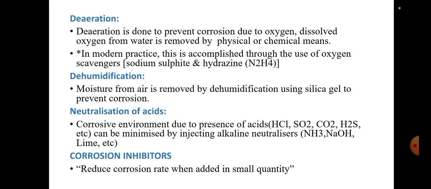De-aeration. The de-aeration is done to prevent corrosion due to oxygen. Dissolved oxygen from water is removed by physical or chemical means. Dehumidification. Moisture from air is removed by dehumidification using silica gel to prevent corrosion. Neutralization of acids. Corrosive environment due to presence of acids can be minimized by injecting alkaline neutralizers. Corrosion inhibitors reduce corrosion rate when added in small quantity.